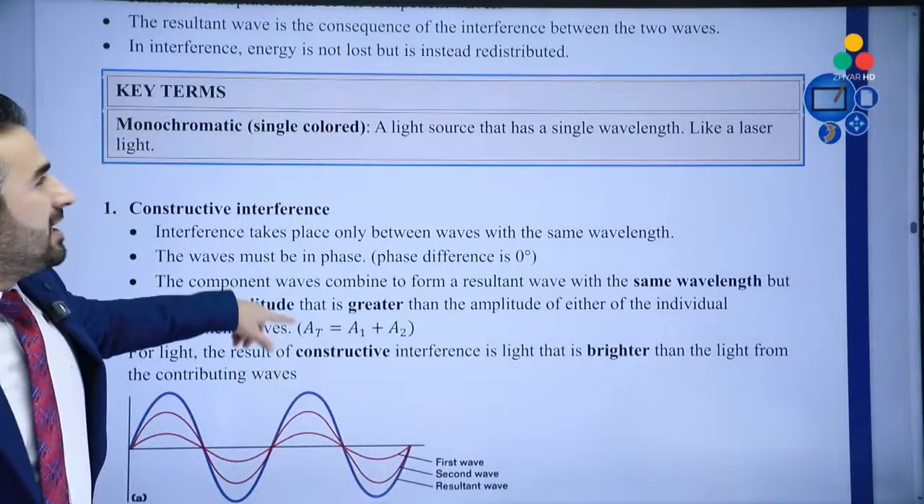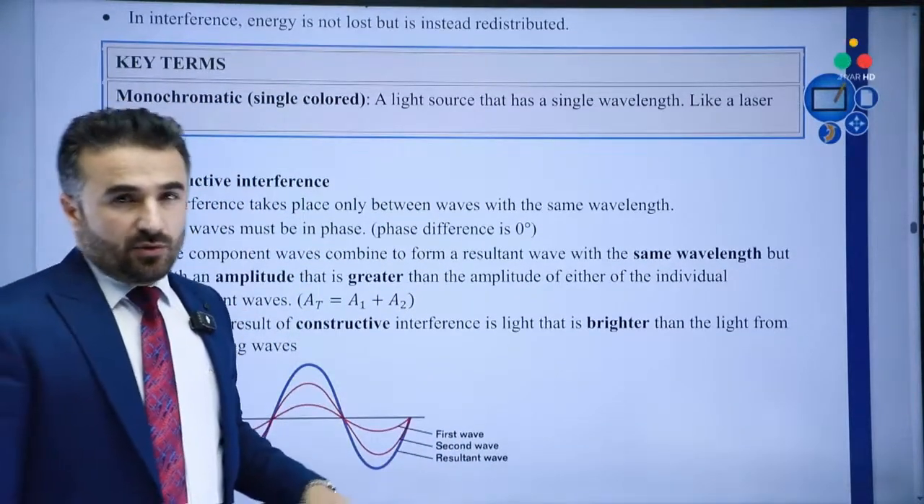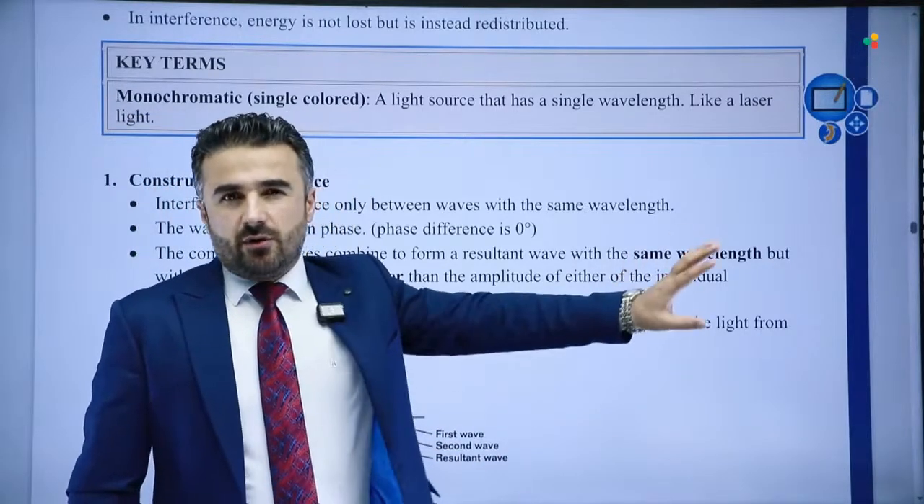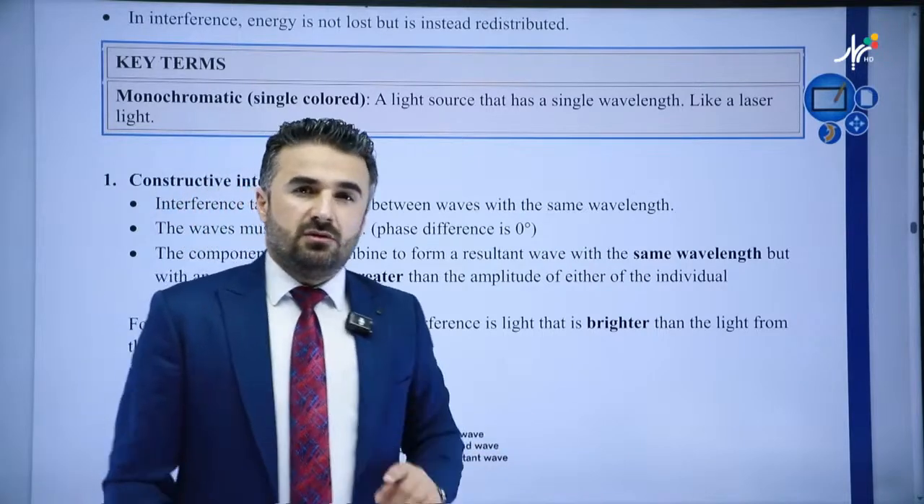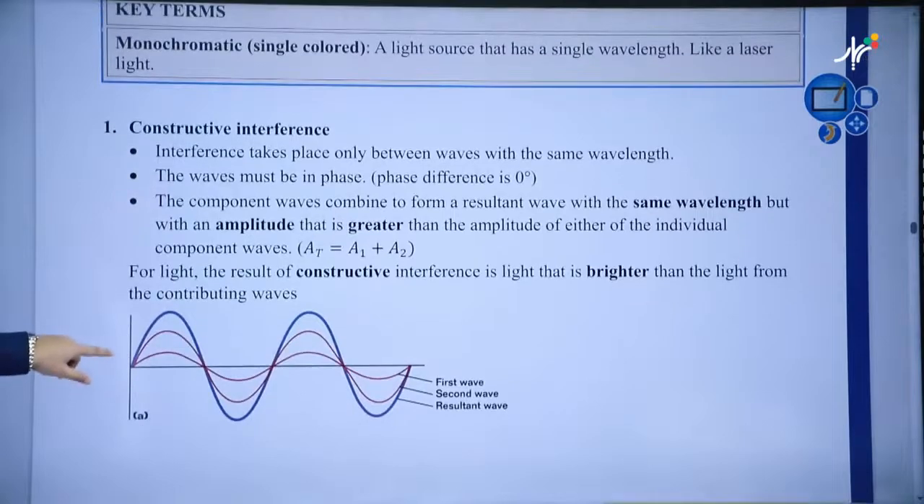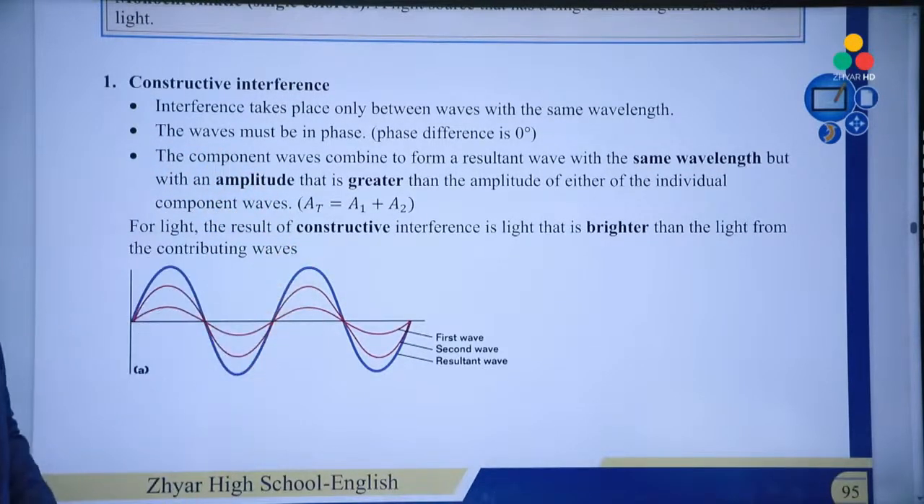Okay, so a single color is a light source that has a single wavelength, like a laser light. So we're not talking about a combination of two colors, where of course you get a third color. That is not what we're talking about. We're talking about a light color that has only a single wavelength, or you can say a single frequency, and of course a wavelength too. So now we can talk about the types of interference.